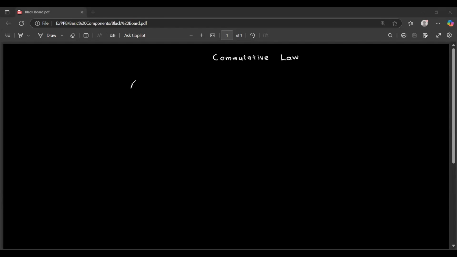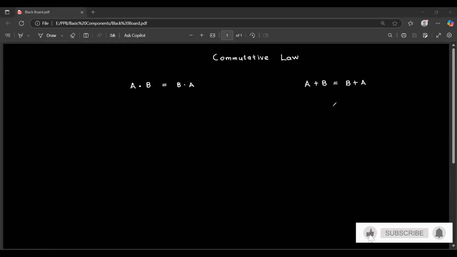If you have A dot B, we can write it down as B dot A. The order of the signals actually doesn't matter. You can interchange them as you like. Similarly, you can write down A plus B is equal to B plus A. I don't think we have to prove this. Obviously, it's going to be the same thing.